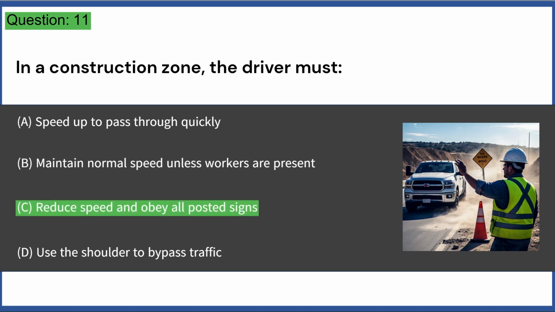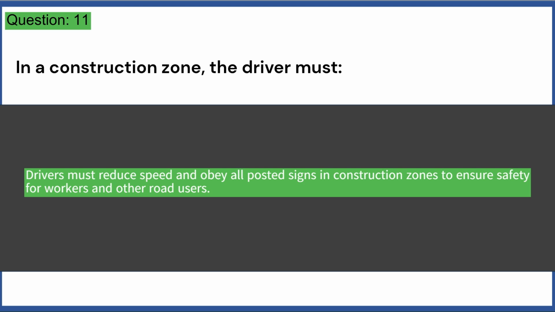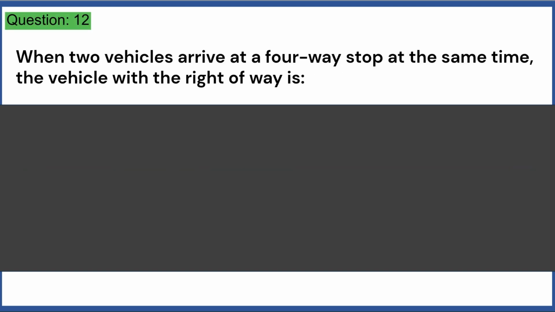Answer: C. Drivers must reduce speed and obey all posted signs in construction zones to ensure safety for workers and other road users. When two vehicles arrive at a four-way stop at the same time, the vehicle with the right-of-way is A. The vehicle on the left.